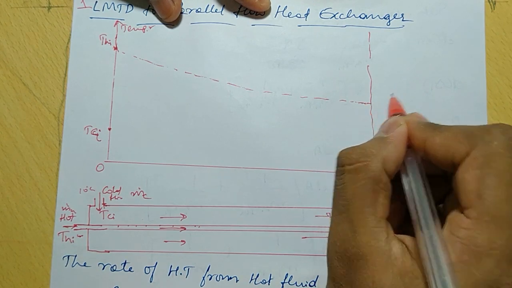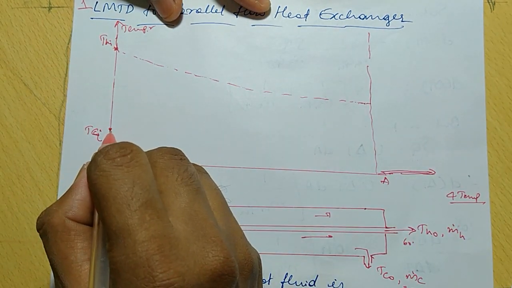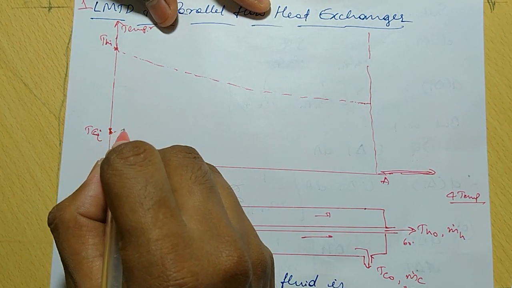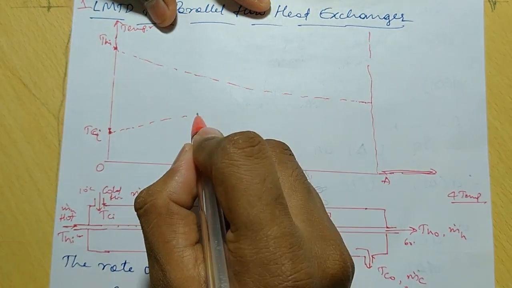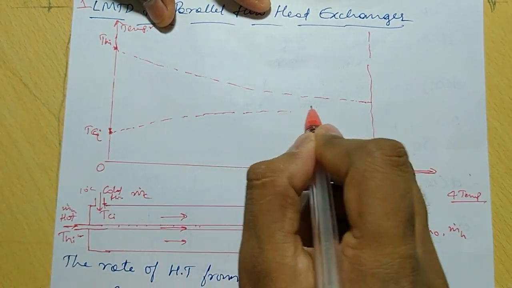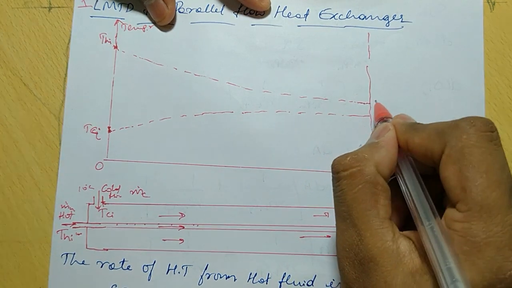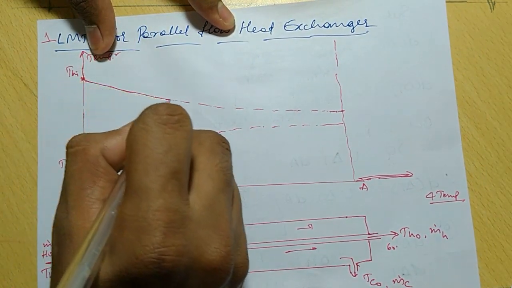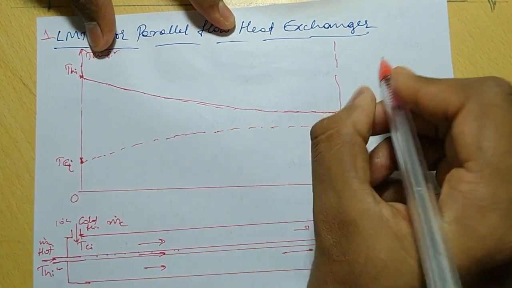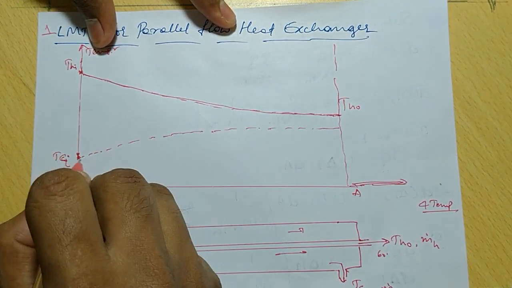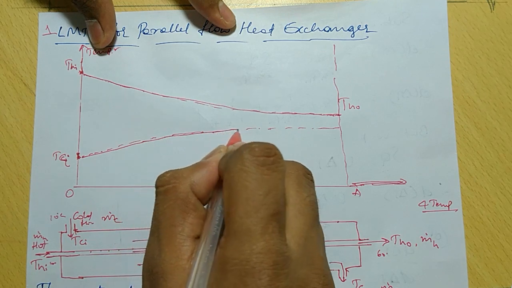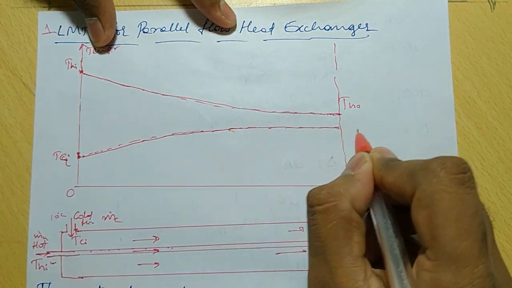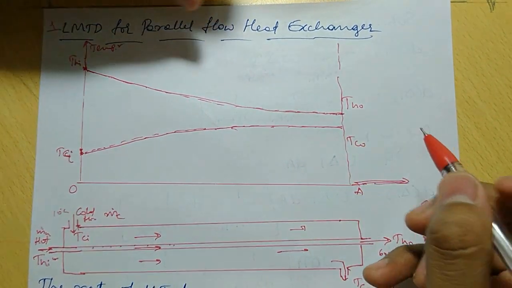Finally, this is TH naught, and the TCI is about the cold fluid. At every section, the temperature of the cold fluid is going increasing. This is TH naught. This is TC naught.